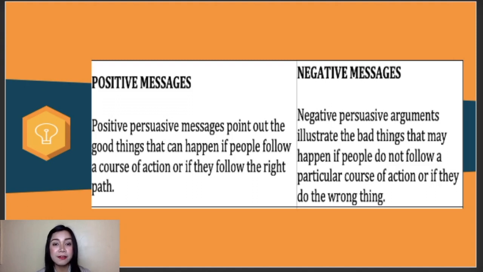Alright, so we have two types of messages: the positive and the negative message. Positive persuasive messages point out the good things that can happen if people follow a course of action or if they follow the right path. However, negative persuasive arguments illustrate the bad things that may happen if people do not follow a particular course of action or if they do the wrong thing.